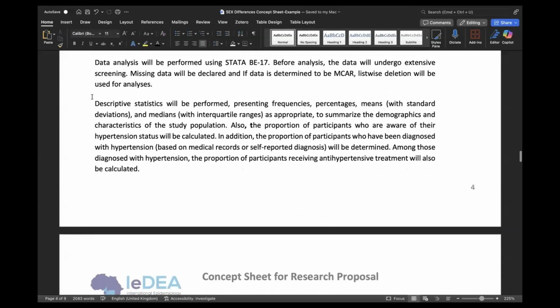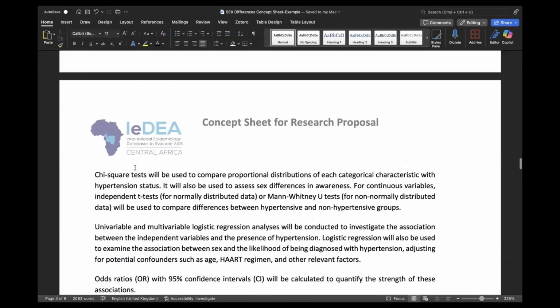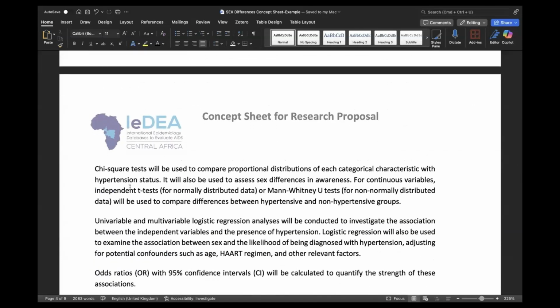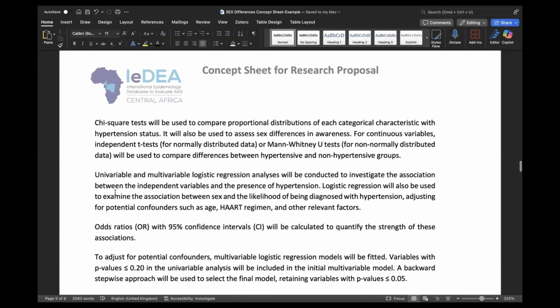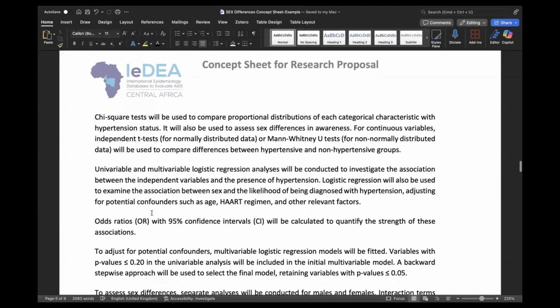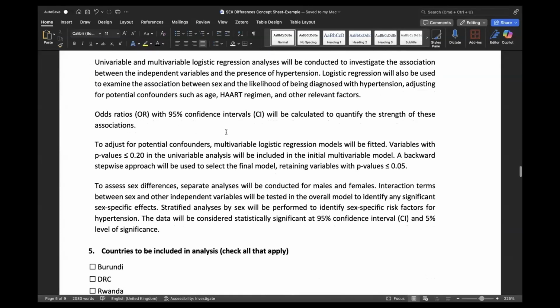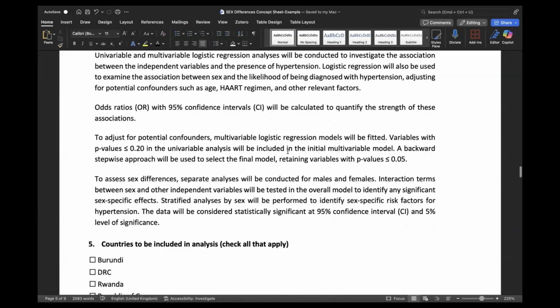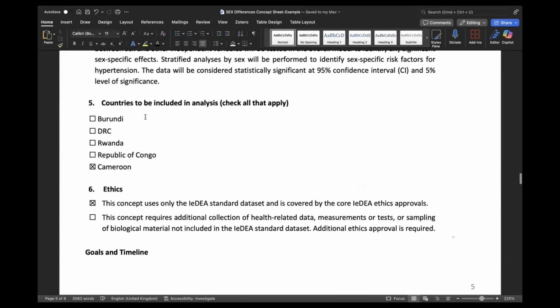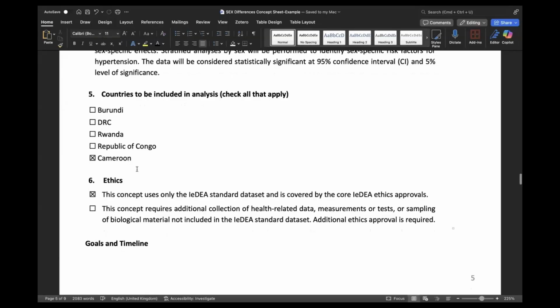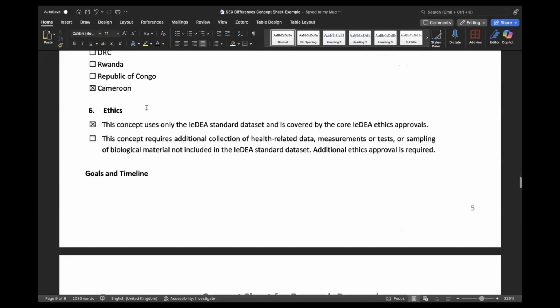And you can see here that we describe descriptive statistics, we describe how we are going to compare groups, so bivariate analysis. We also describe both univariable and multivariable analysis that we're going to use to investigate associations, and also other statistical tests, and so on. So for IDEA, you have to specify the country from Central Africa for which you'll be getting the data. And this was only for Cameroon specific data.